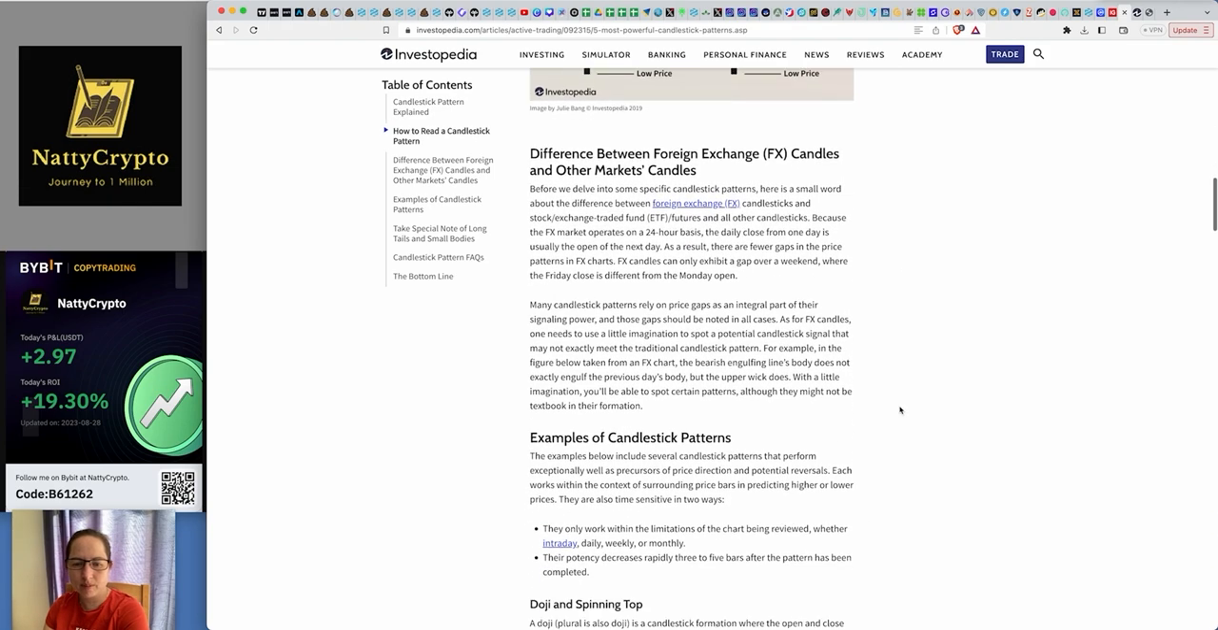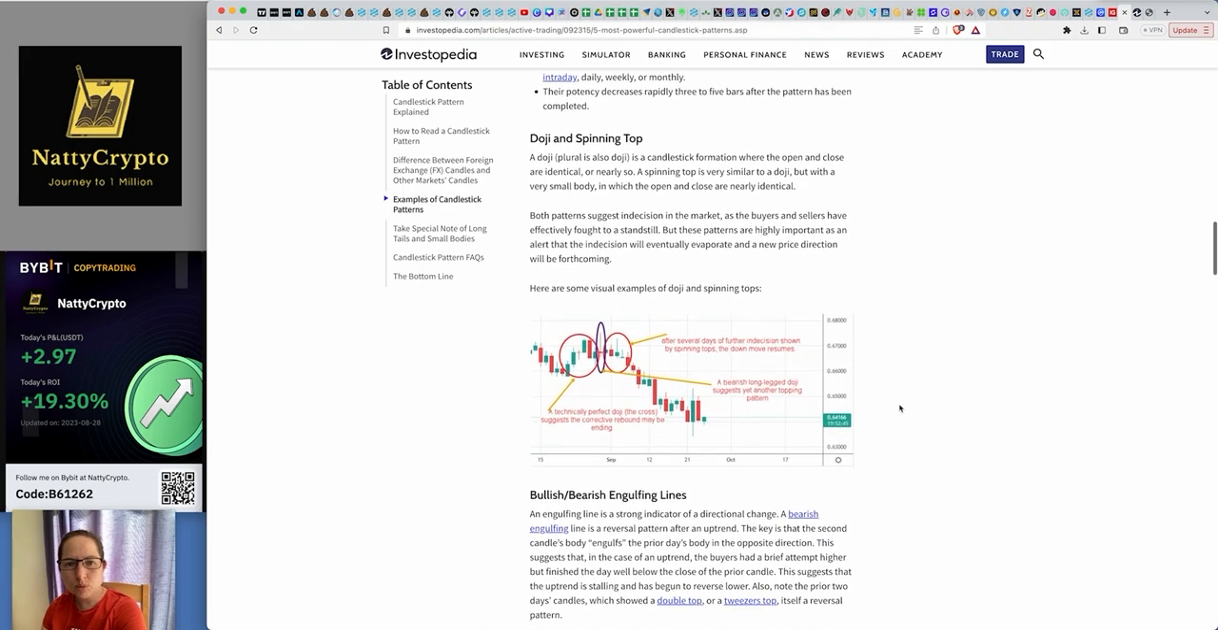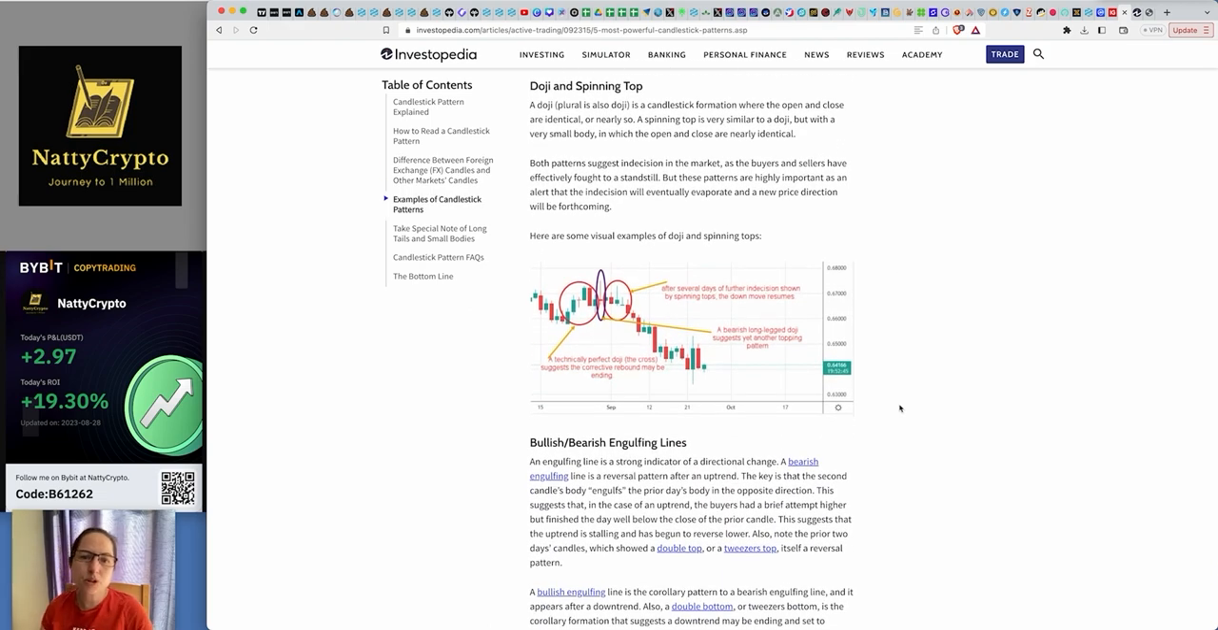Same sort of thing. So examples of, as I was talking to you about, the doji, and they call it the spinning top. So doji, plural, is also doji. Okay. It's a candlestick formation where the open and close are identical or nearly so. Spinning top is very similar to a doji, but with a very small body, in which the open and close are nearly identical. Does that make sense? So this here is saying a technical perfect doji, the cross, suggests the corrective rebound may be ending. There you go. It gives a bit more information.